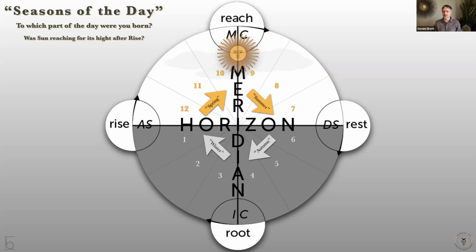And why simple sundial practice will change your life. I assure you of that. And help you get direction. So were you born with the sun in the 12th house or the 11th house or the 10th house? If so, you were born during what I'll call the spring of the day, between sunrise and sunreach.